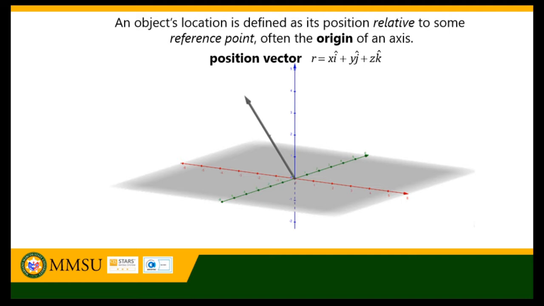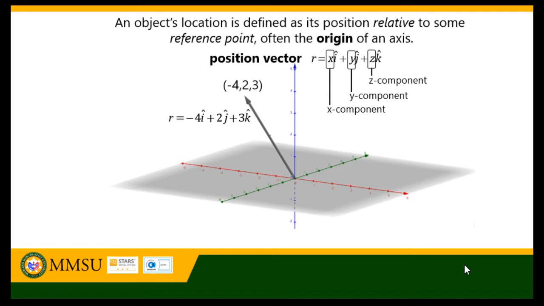In unit vector notation, it can be written as r is equal to x i hat plus y j hat plus z k hat, where x is the x component, y is the y component, and z is the z component of the vector. For example, an object whose position is denoted by the rectangular coordinates (-4, 2, 3) has a position vector r equal to -4 i hat plus 2 j hat plus 3 k hat, where -4 is the x component, 2 is the y component, and 3 is the z component.